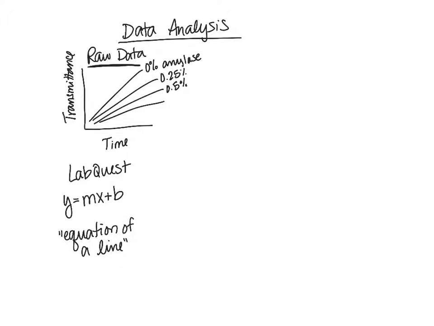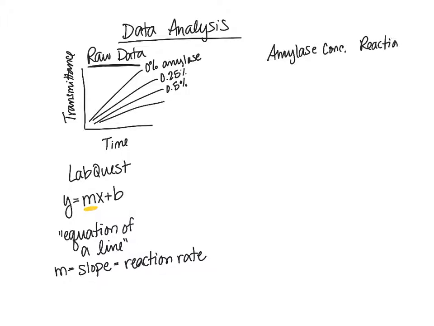And we're going to be recording this m value here. So this m value is the slope of the line, and we're using this as a way to measure the reaction rates. So you're going to end up with a data table where you have amylase concentration, and then you're going to have reaction rate, and this is your m value.